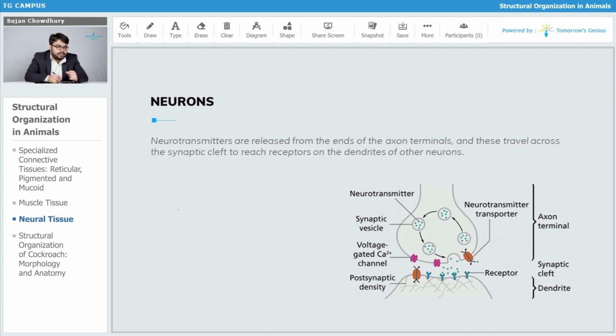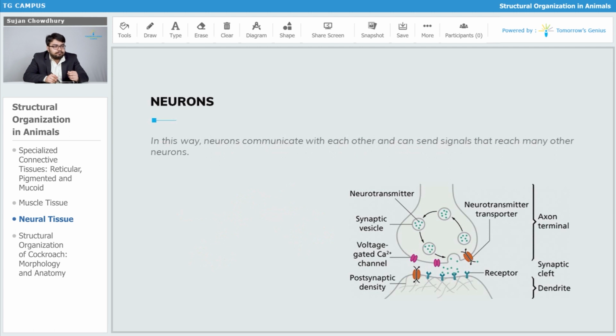We know there is a gap between neuron number 1 and neuron number 2. This is basically the axon terminal of neuron number 1, and this area is the dendrite of neuron number 2. So from this axon, the impulse has to travel to the dendrite. This is possible with the help of neurotransmitter molecules. These are the molecules which are released by the presynaptic neuron, and they travel to the postsynaptic neuron for carrying off the impulse.